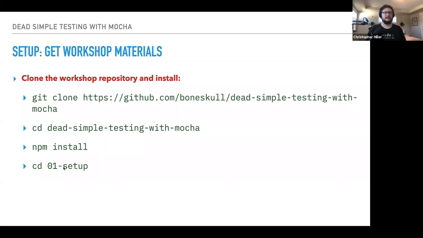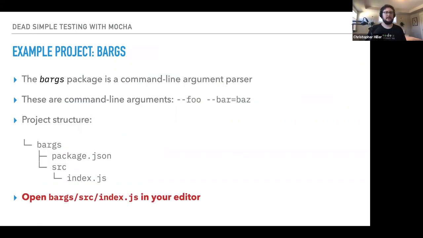And we're going to take a look in there. In this directory, there is a directory called bargs. Maybe that stands for bone skull args, I don't know. The bargs package is a library, and the library is a command line argument parser. By command line arguments, we have an example here: dash dash foo dash dash bar equals baz. These are command line arguments. You would give things like these to any sort of command line tool. And so the bargs package will accept something like this and return a nice object for you.